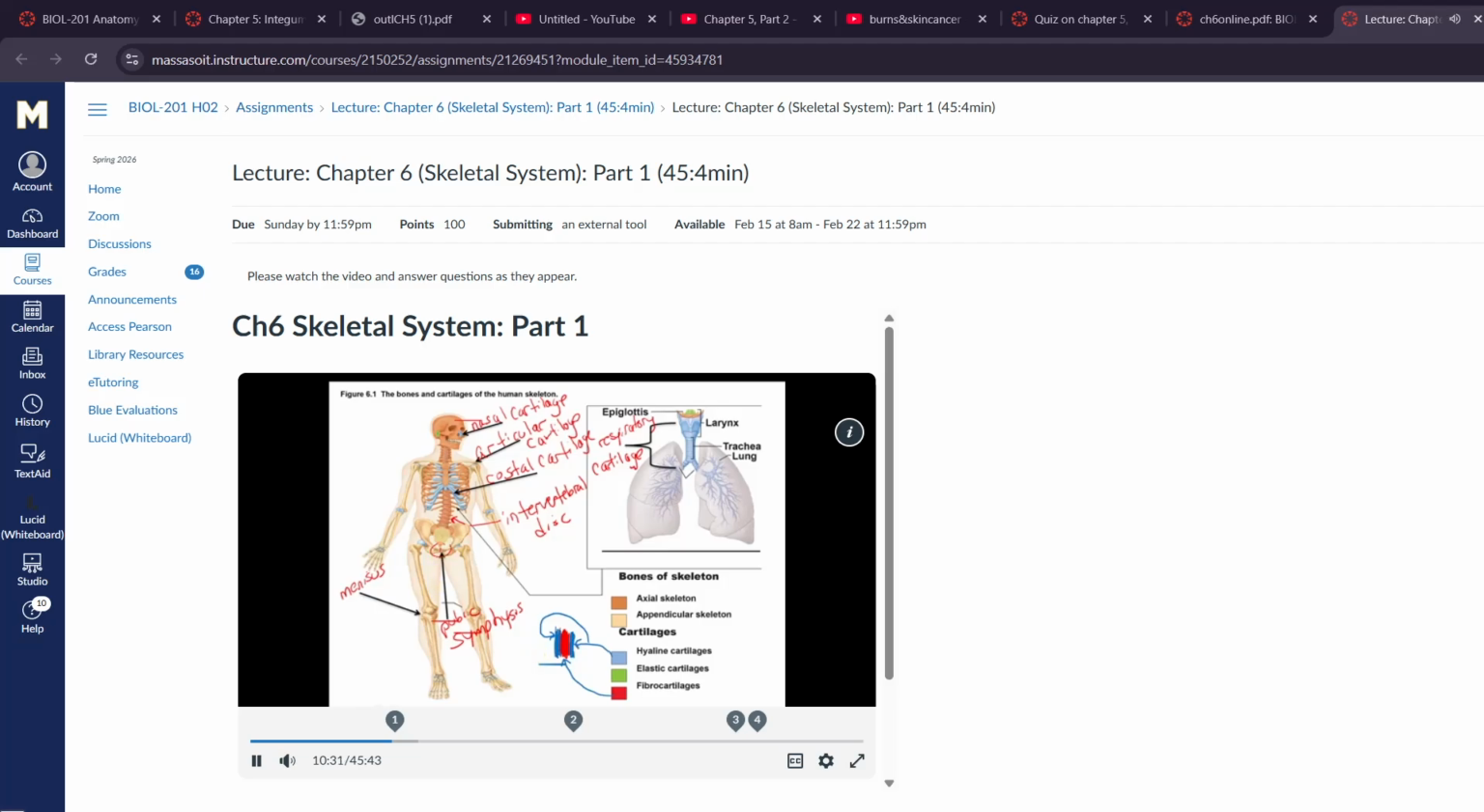But this allows for resistance, great strength, and also a good shock absorber, because at this joint, the whole weight of your body is pushing down here. And likewise, that's true here and for the intervertebral discs.